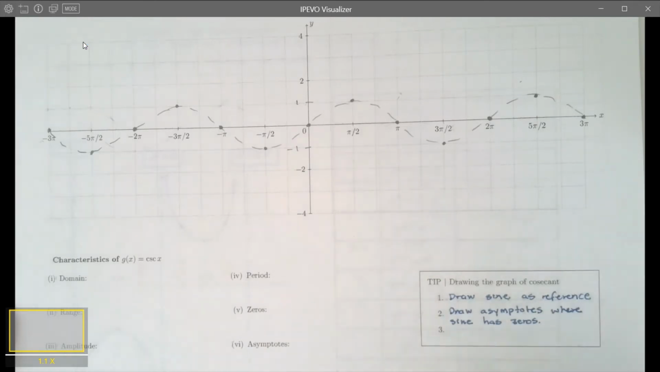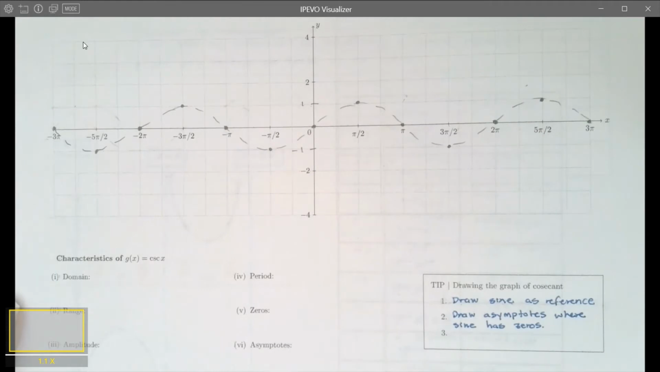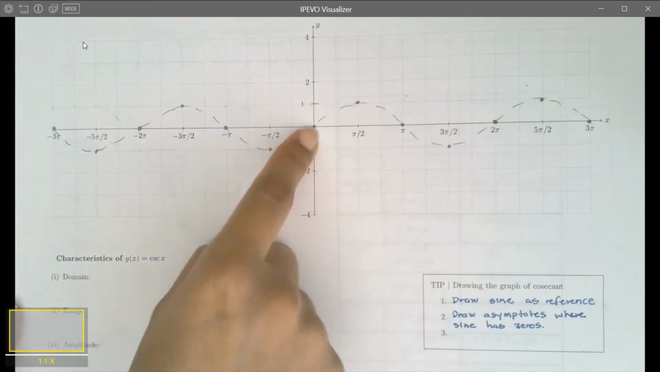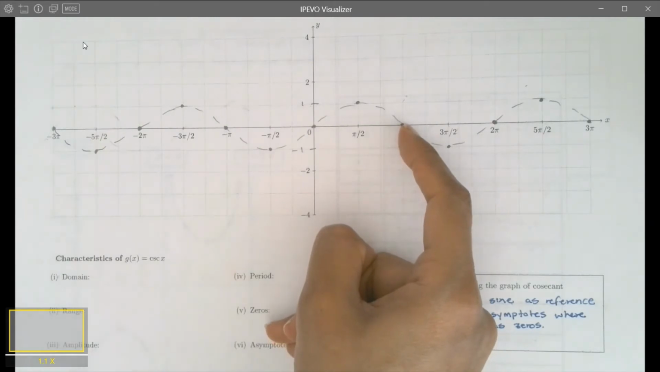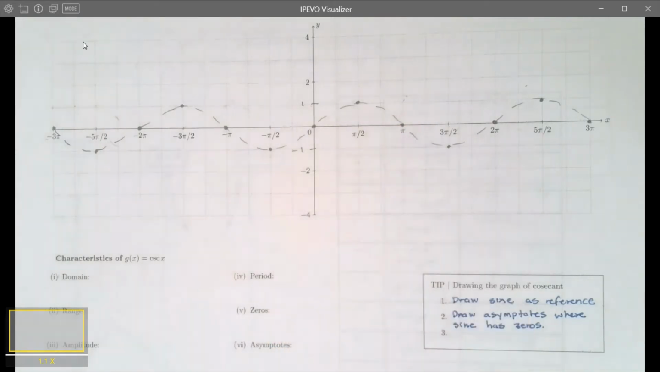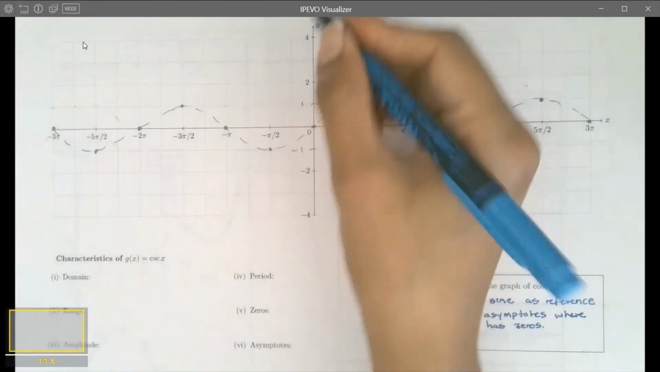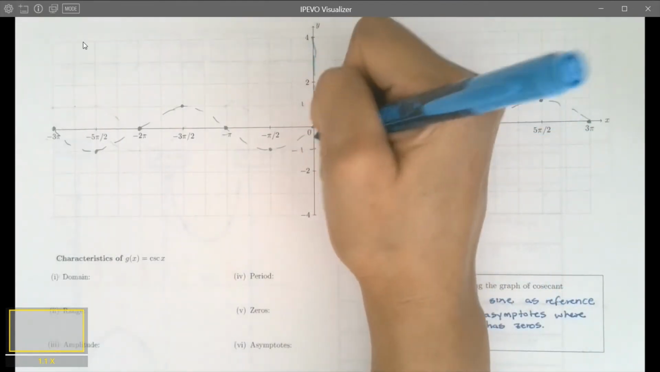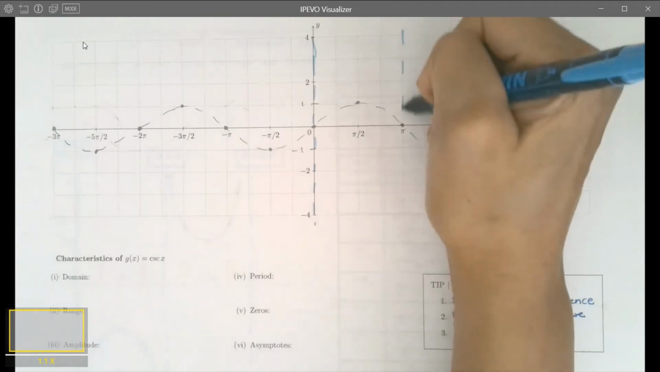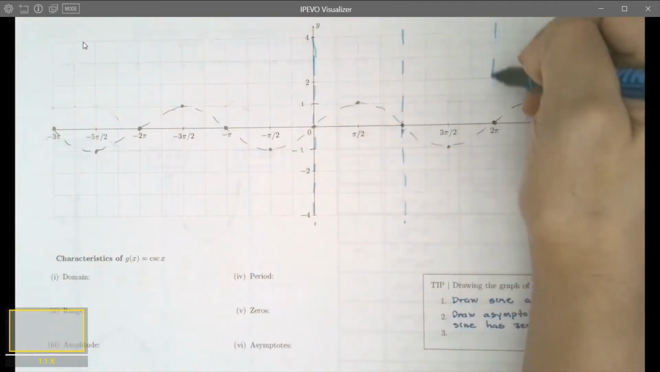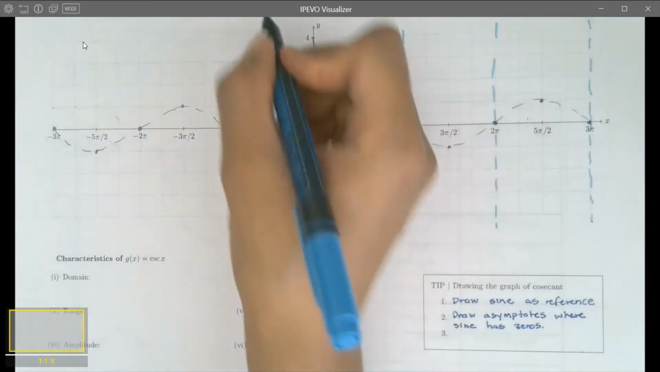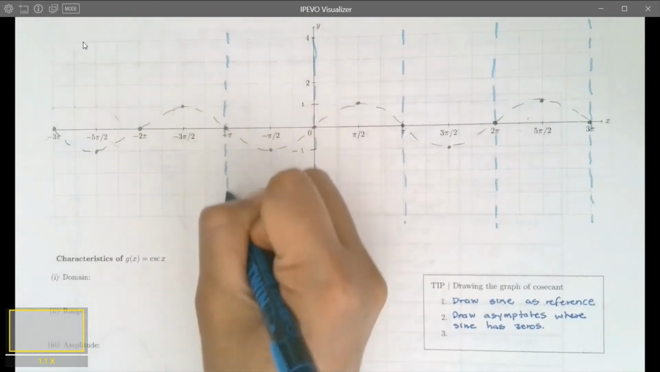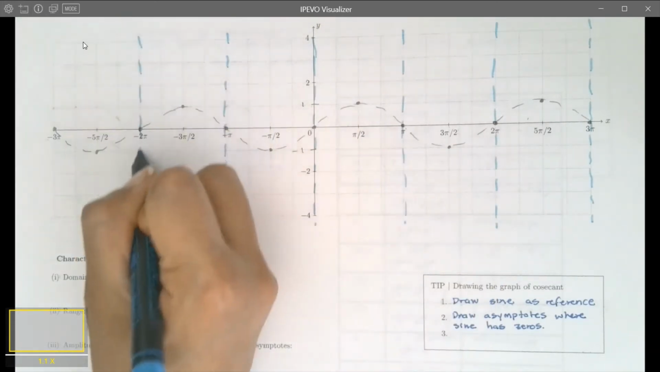And now why would we want to do that? Well, remember, cosecant is the reciprocal of sine. So if sine has a 0, so for instance here it has a 0, or at pi it has a 0, then 1 over that 0 is going to give us undefined. So that is going to correspond to asymptotes. That means that we have one here, one here, here, and same in the opposite direction.